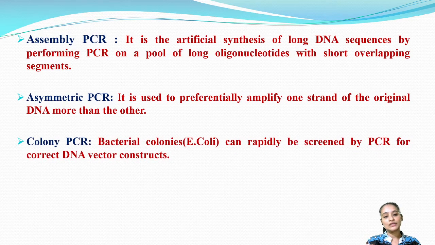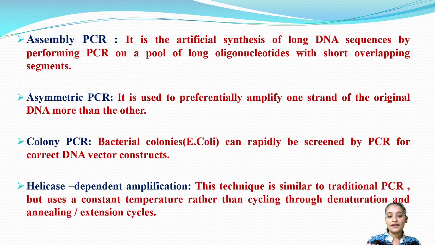What is colony PCR? Bacterial colonies like E. coli can rapidly be screened by PCR for correct DNA vector constructs. So for checking correct DNA vector constructs, you need to perform this colony PCR.